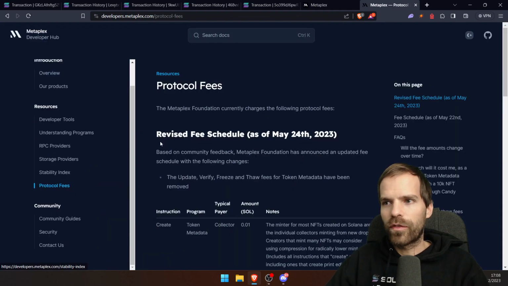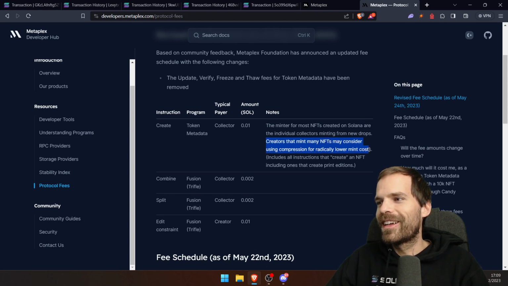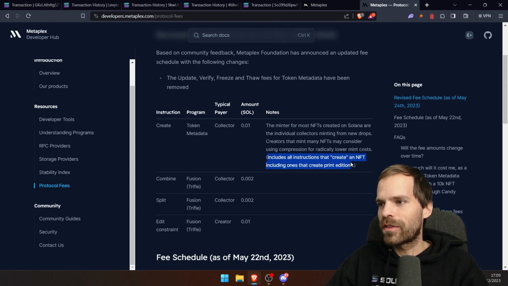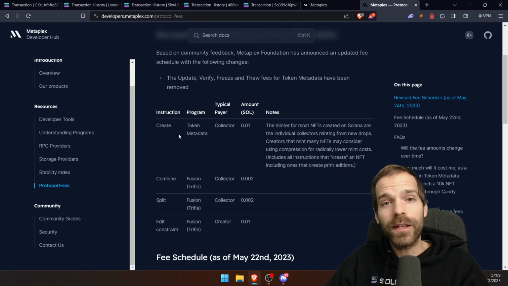Let's check protocol fees. There. Create. Token metadata. 0.01 is the amount in fees. The minter for most NFTs created on Solana are individual collectors. Creators that mint many NFTs may consider using compression for radically lower mint costs. They even say, use compression because otherwise we charge you a lot of fees. That's funny. Includes our instructions that create an NFT. So also for additions. Right, so when we create a new NFT with the Metaplex standard, like the regular NFTs, not compressed, then they charge us 0.01 sol.